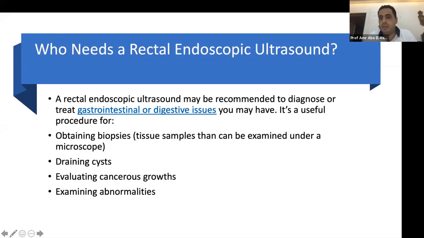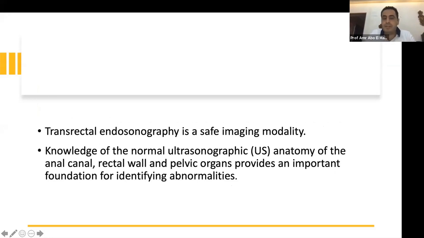Who needs rectal endoscopic ultrasound? A rectal endoscopic ultrasound may be recommended to diagnose or treat gastrointestinal or digestive issues. It is useful for obtaining biopsy, tissue acquisition, drainage of cysts or pelvic collection, evaluating cancerous growth, or examining abnormalities. Transrectal endosonography is a safe imaging modality. We can do it without anesthesia.